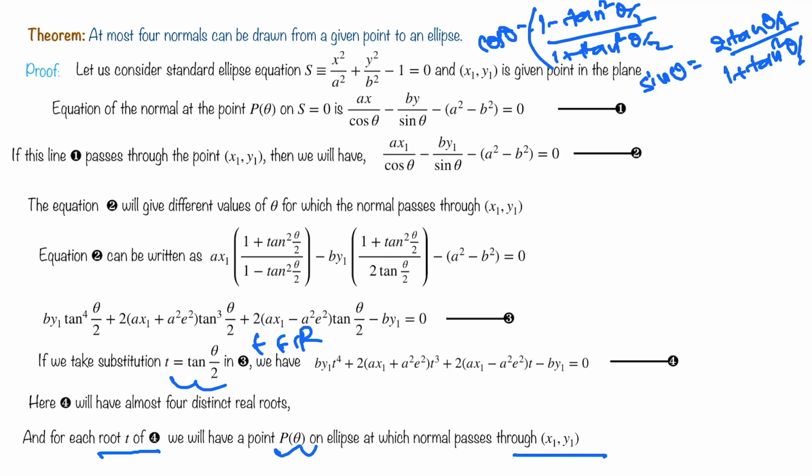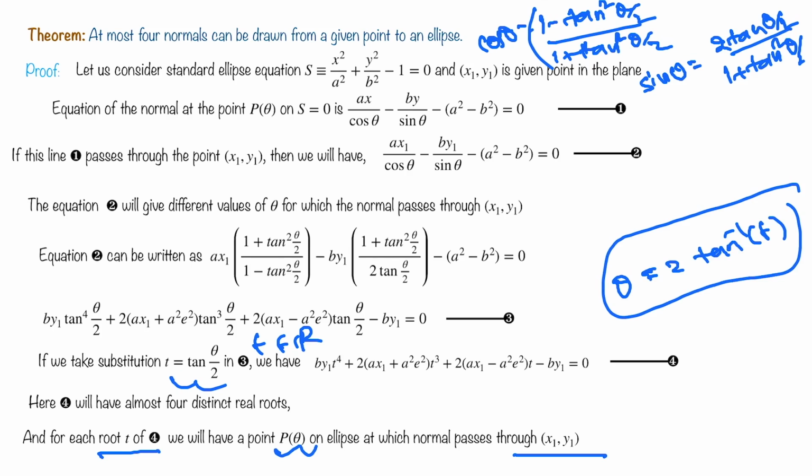For each root t, there will be a theta in 0 to 2 pi. Theta equal to what actually? 2 tan inverse of t. That is how we get the theta, so that you can locate the point. If you draw the normal at that point, it will be passing through (x1, y1). Fine.